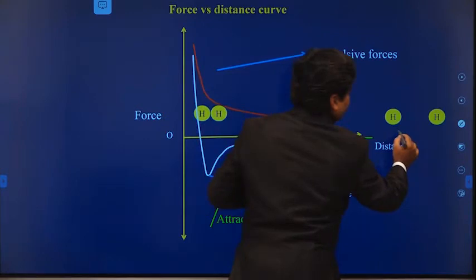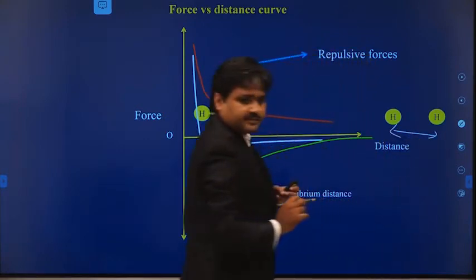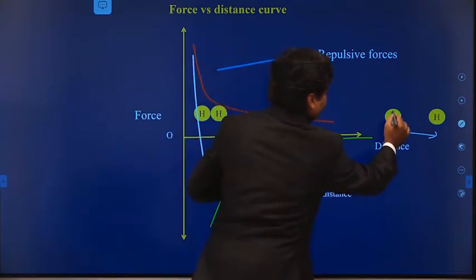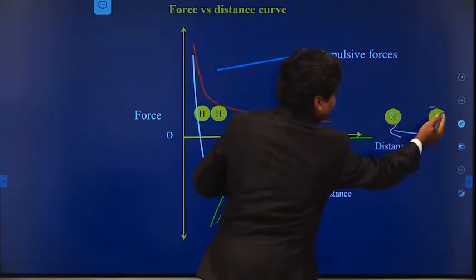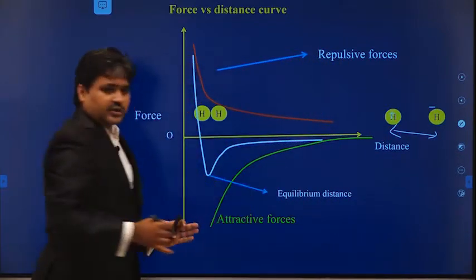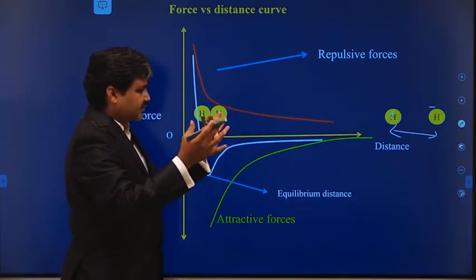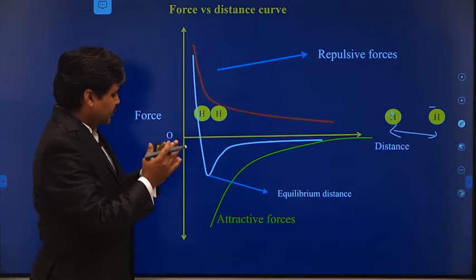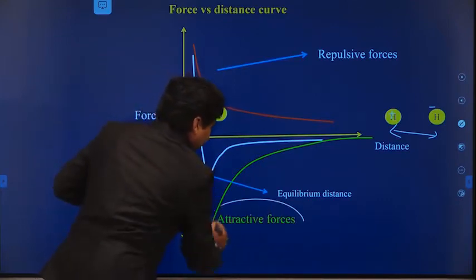So here the two atoms are far apart. Due to the attractive force between the positive charge nucleus and the electron, they come close together. When the atoms are far apart, the attractive force is less. When they come closer together, the attractive force starts to increase.